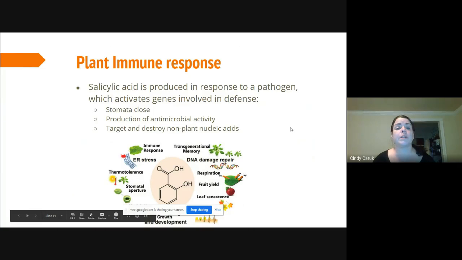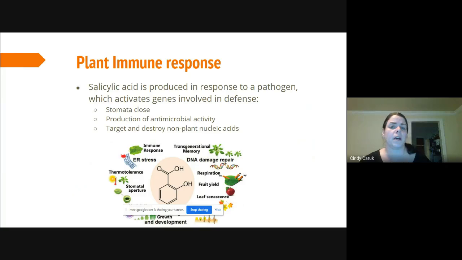In the plant immune system, salicylic acid, which you may have seen on some products, usually used for skin, is produced by plants in response to a pathogen. So it's going to activate genes involved in defense. The stomata or stoma are going to close, kind of like you're closing off the system. You're going to start to make some antimicrobial proteins, and then it's going to do some targeting and destroying of non-plant nucleic acids. So you can see it's really important in this immune response here.